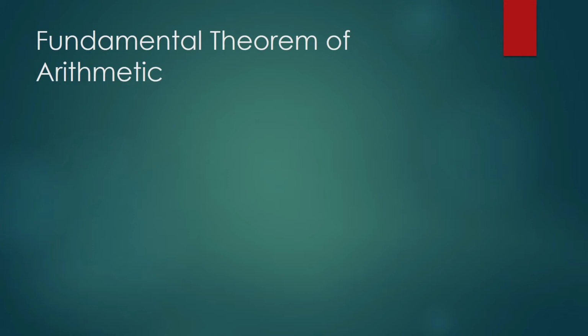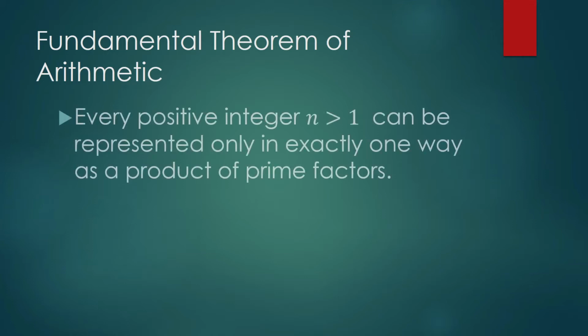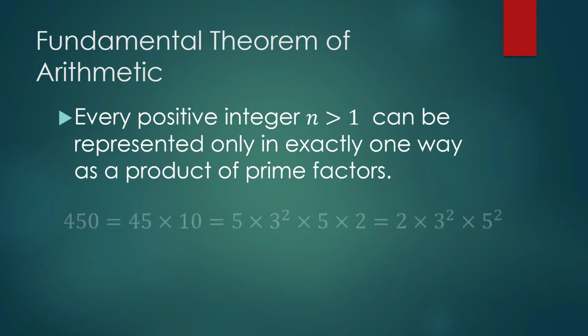Fundamental Theorem of Arithmetic. Every positive integer n greater than 1 can be represented in exactly one way as a product of prime factors. So for example, we have 450. Let us write it as a product of prime factors.